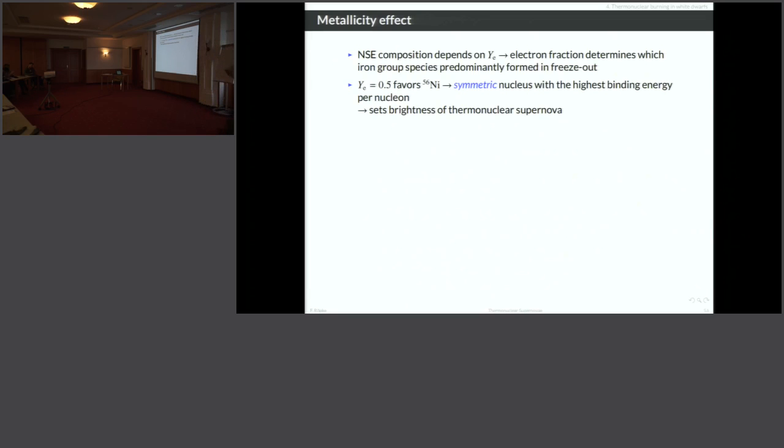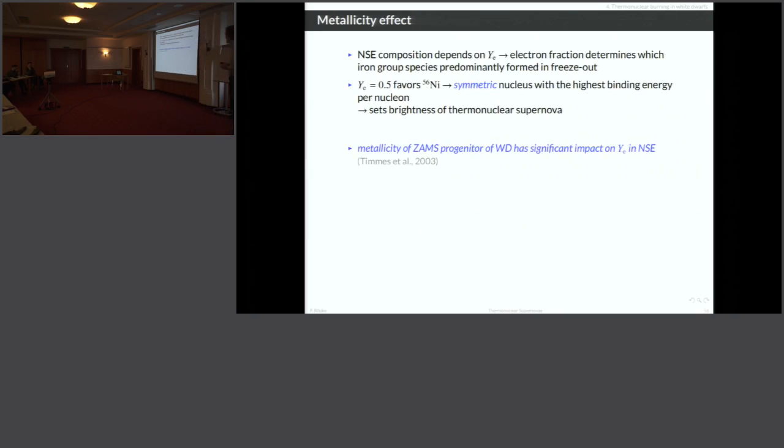So if we actually have NSE under conditions of YE being 1/2, then in the freeze-out we will predominantly produce nickel-56. And this is the case in thermonuclear supernova explosions of white dwarfs, because the material we start out with is carbon-12 and oxygen-16. These are symmetric nuclei, and therefore we don't diverge much from YE being 1/2 and produce nickel-56 abundantly. And this sets, as we discussed in the first lecture, the brightness of the thermonuclear supernova explosion.